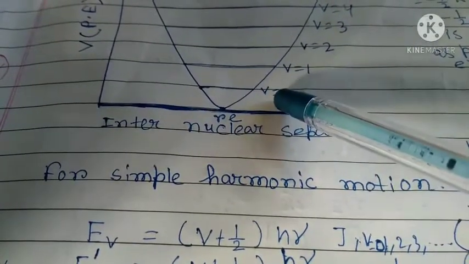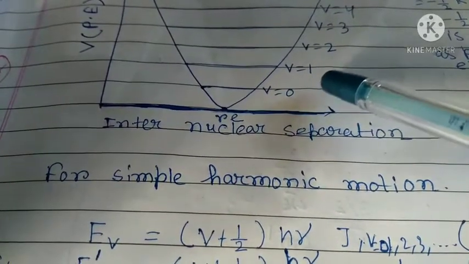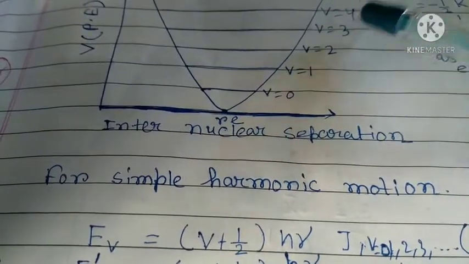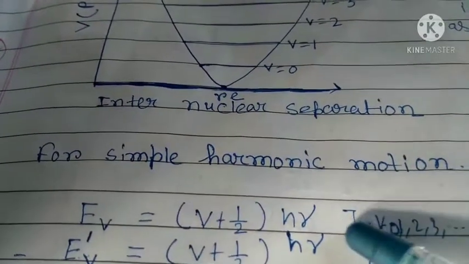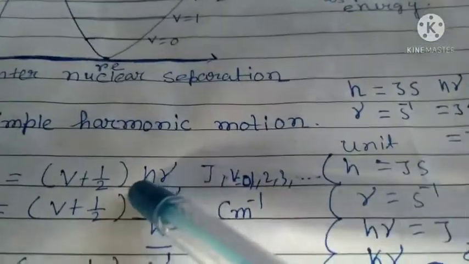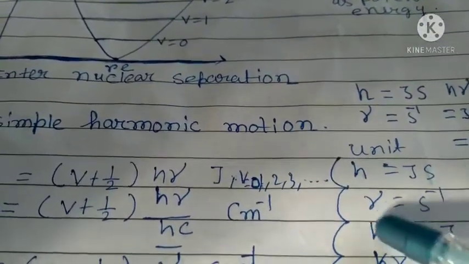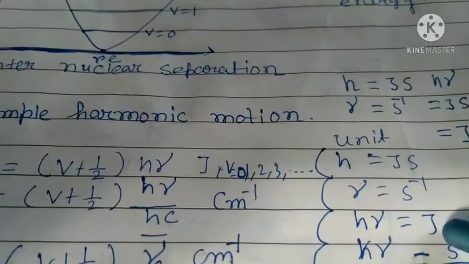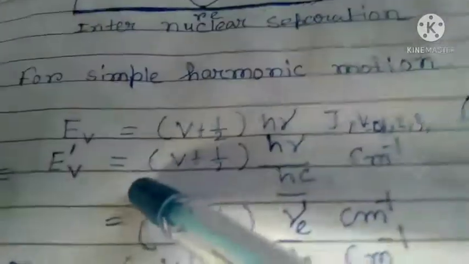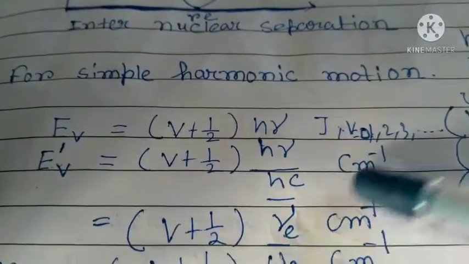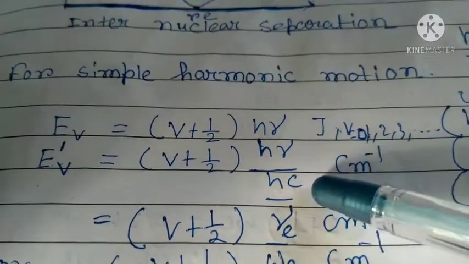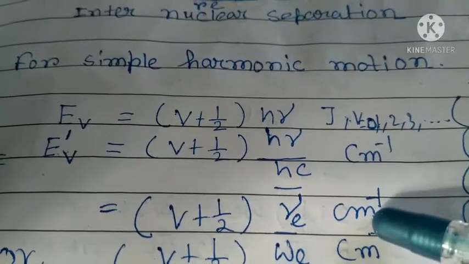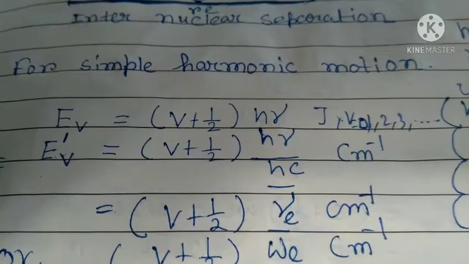V is the vibrational quantum number, which is 0, 1, 2, 3, any integer. And why is it in joule? Because h is the Planck constant in joule second, and nu is the frequency in second inverse, so h nu will be in joule. Or we see another form in centimeter inverse. Basically, in any IR spectroscopic graph we see it in centimeter inverse, and it is written as wave number.